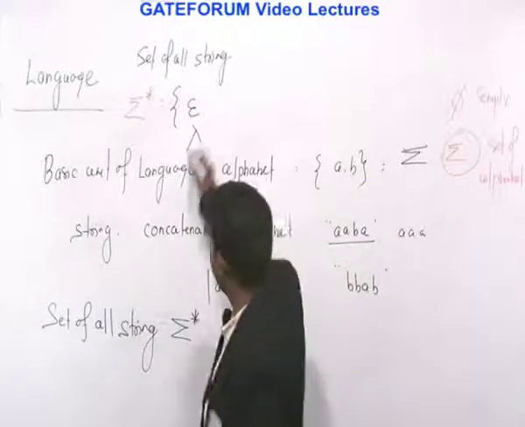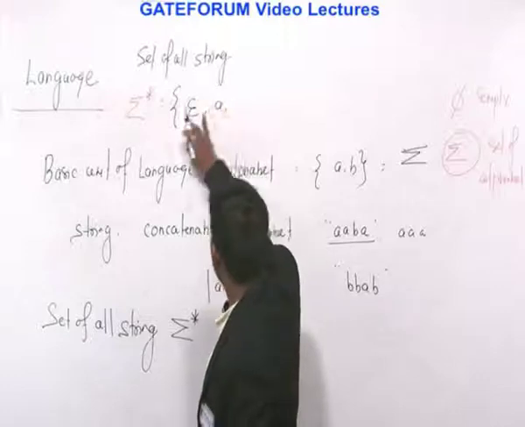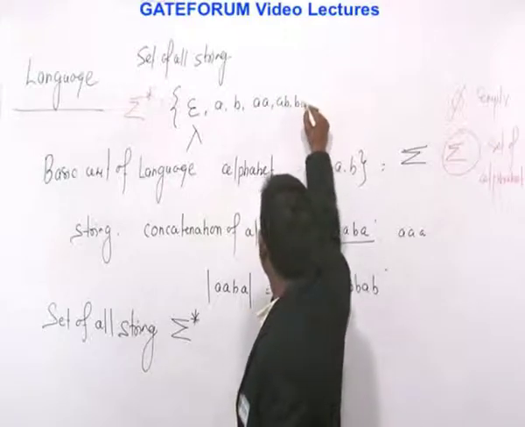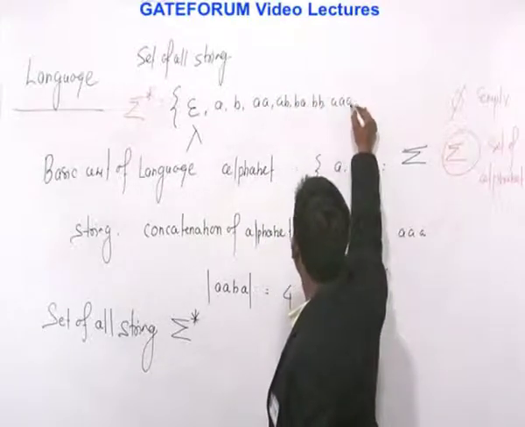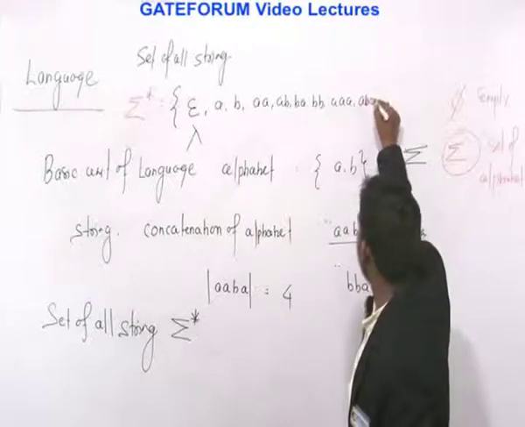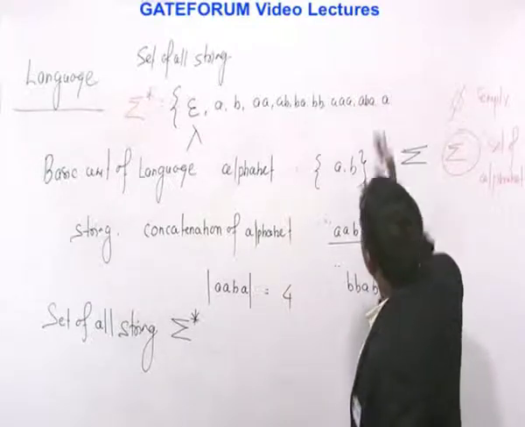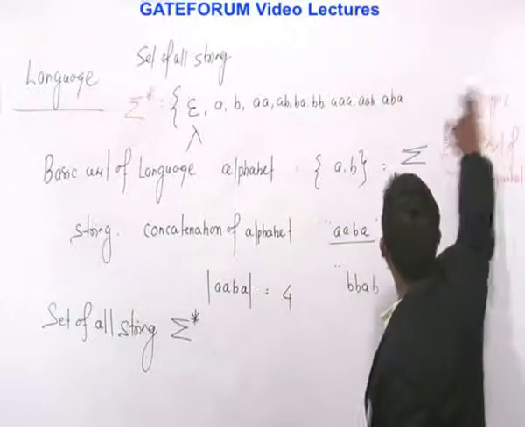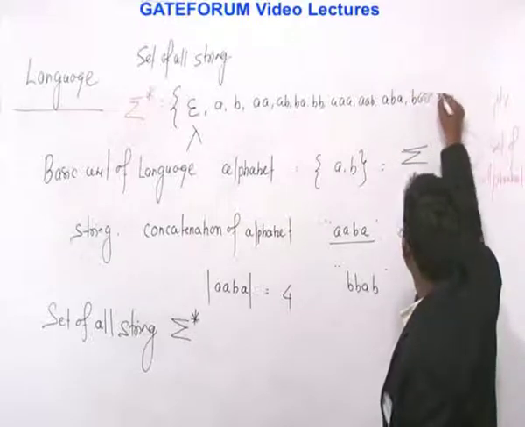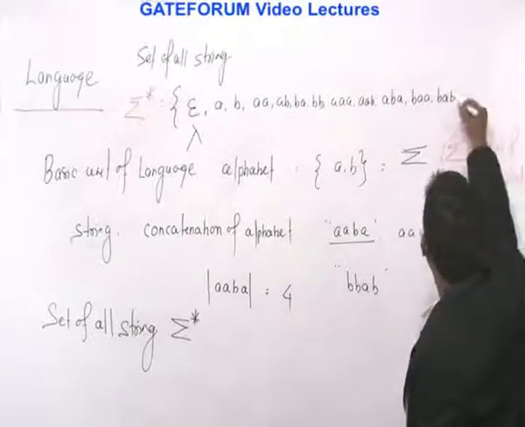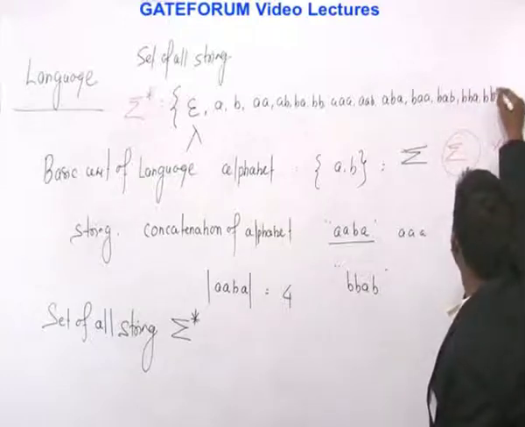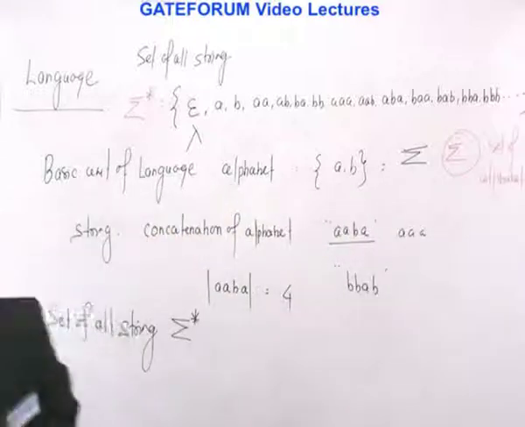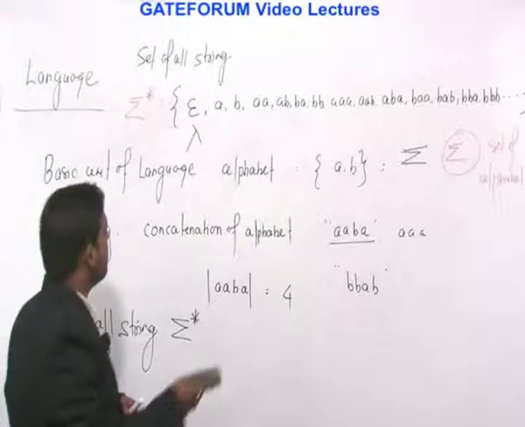Basic notation: epsilon, length 0. A, B, length 1. AA, AB, BA, BB, length 2. AAA, AAB, ABA, ABB, BAA, BAB, BBA and BBB, length 3. How many strings can I write? I can go on, and that is the most common way of writing an infinite set.